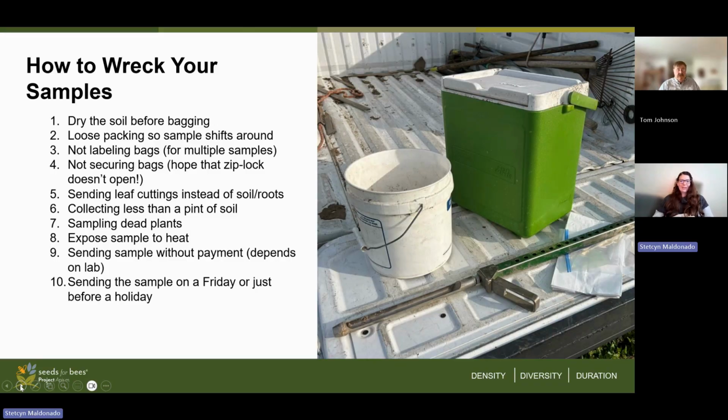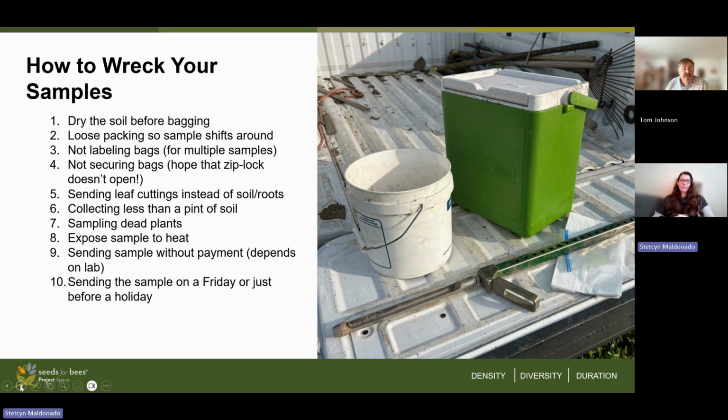Don't expose that sample to heat. So don't put it on your dashboard and then let it bake all throughout the day. You want to keep it protected. So Tom here has a great picture with a cooler. So keep those samples from overheating in the cooler, or at least keep them out of the sun.